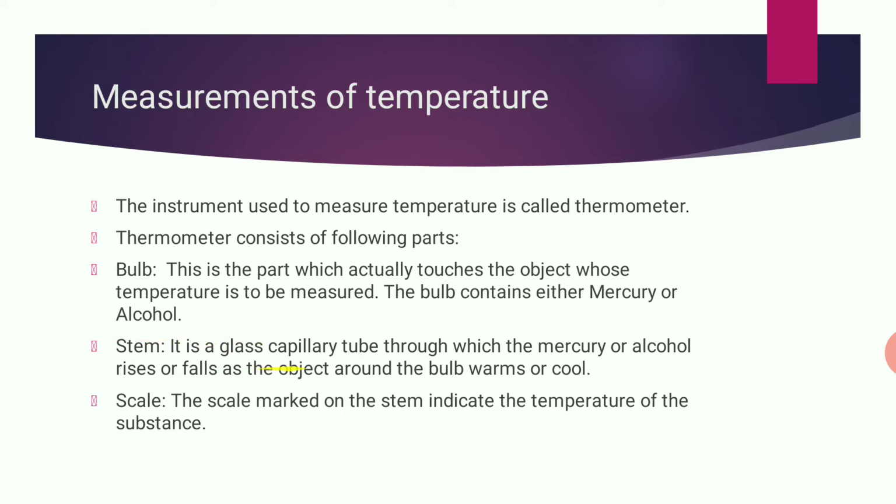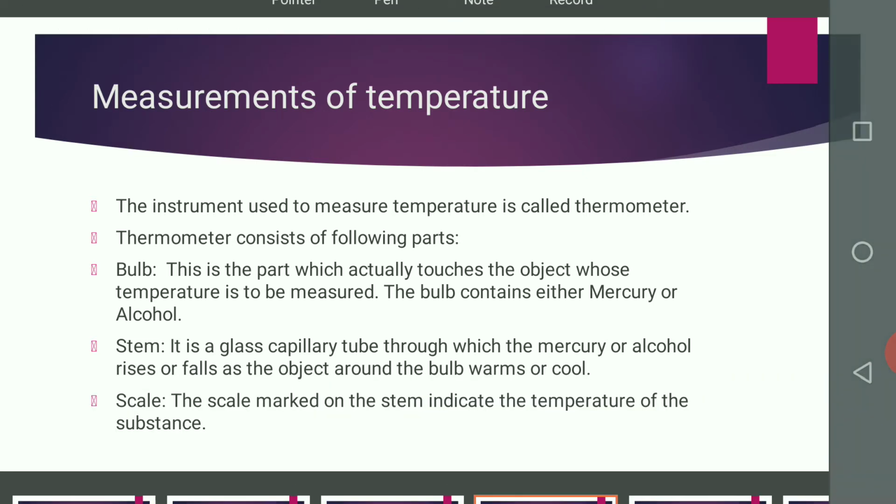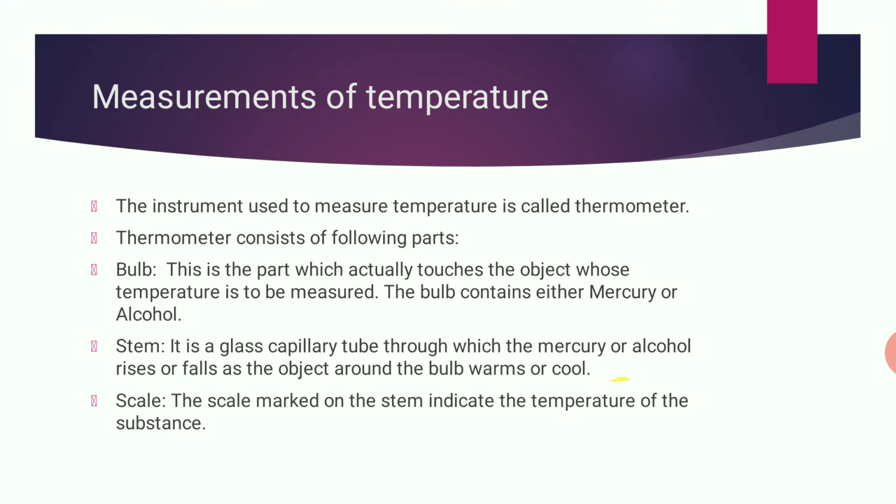Stem: it is a capillary tube through which the mercury or alcohol rises as the object around the bulb is warm or cool. So the mercury or alcohol rises or falls as the bulb comes in contact with the object. If the object is warm, it will rise, and if it is cool, it falls.